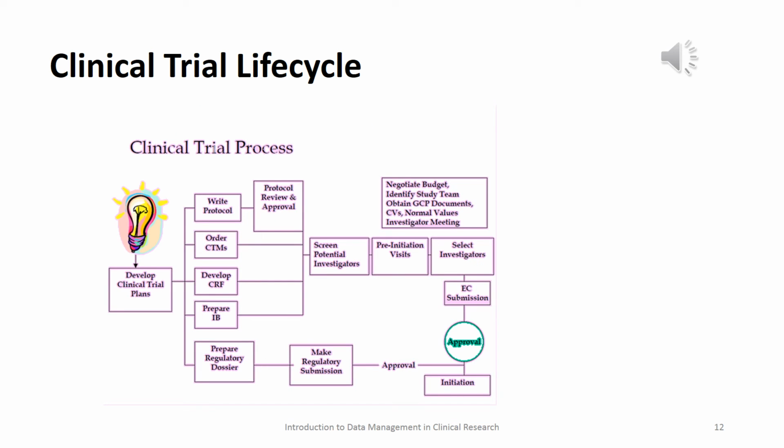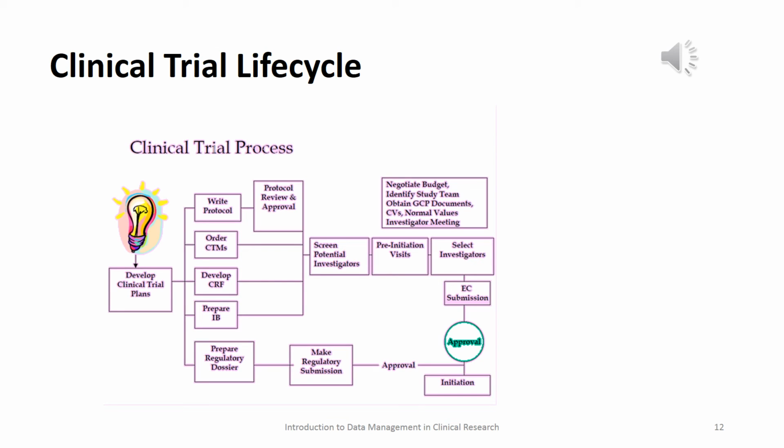This graphic explains the clinical trial lifecycle in a little varied attempt. We start over on the left-hand side with our light bulb going off. So we feel like we've got a compound that shows some promise. In the laboratory, we've done our animal testing, our preclinical testing. We feel like it has a lot of merit. So we develop our clinical trial plans and our protocol.